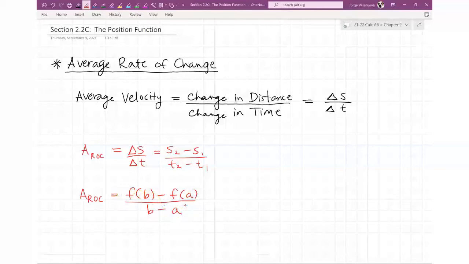This one is more geared towards function. So if they gave you a function and they're telling you find the average rate of change from this point to that point, then you use the numbers they gave you, plug them into this formula. So right now I'm going to give you an example to show you how to use this. But like I said, the most common notation that you'll see used is the very last one, the average rate of change.